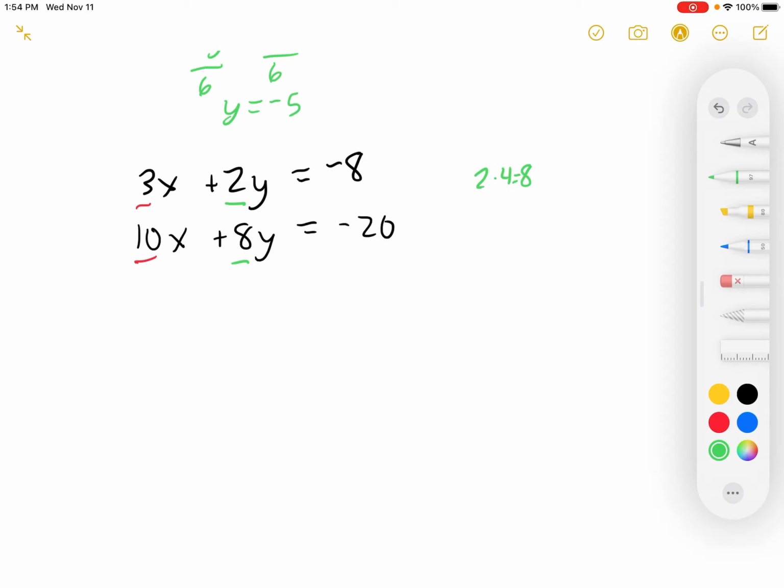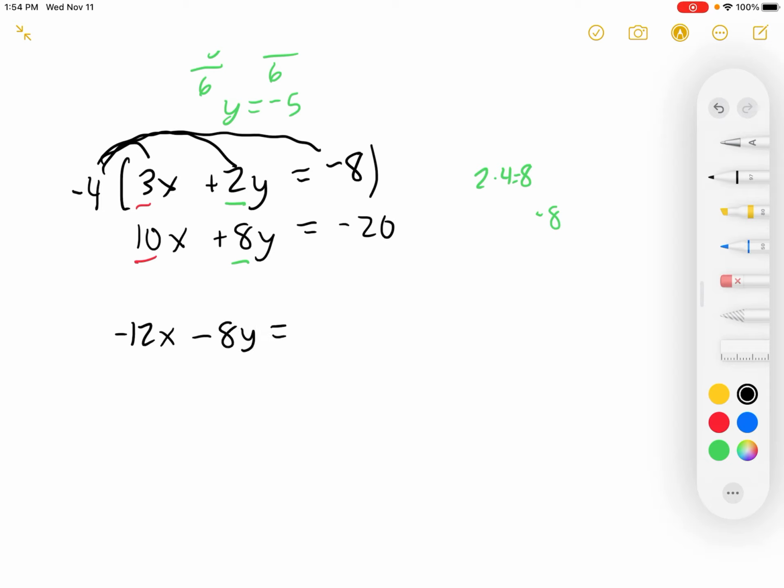And if we were trying to add these together so that this would go away, we'd want this to be a negative 8, right? So what number do you multiply to 2 to get to negative 8? You'd multiply by negative 4. So go ahead and multiply negative 4 to everything in the top row. So that'll be negative 12x minus 8y is equal to positive 32, and 10x plus 8y is equal to negative 20.